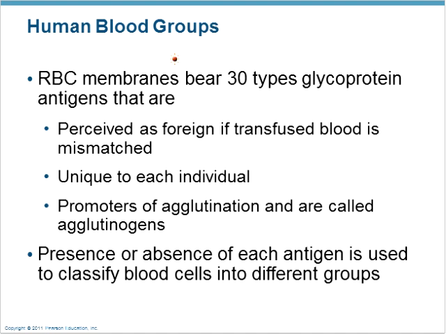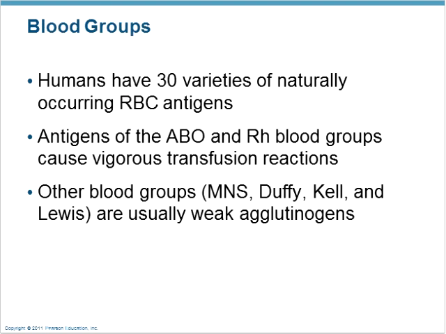They can be perceived, if they're transferred to the wrong person, as a foreign glycoprotein. And they're kind of unique to each individual. We have groups of them, but they're kind of unique to the individual. And promoters of agglutination are called agglutinins. So the presence or absence of each antigen is used to classify the blood cells, and so we'll talk about what that means. Humans have 30 varieties of naturally occurring red blood cell antigens, but the antigens of the ABO and RH blood groupings cause vigorous transfusion reactions.